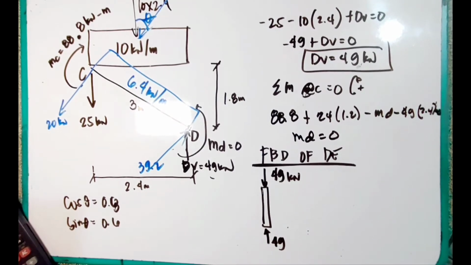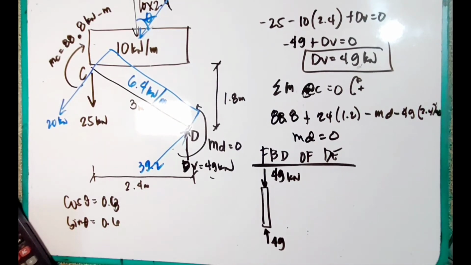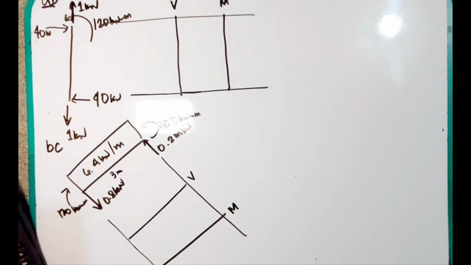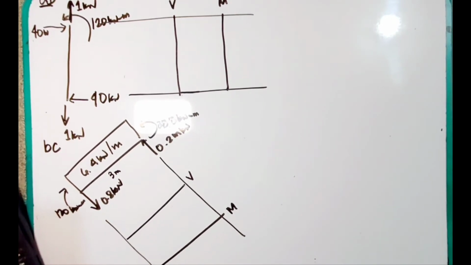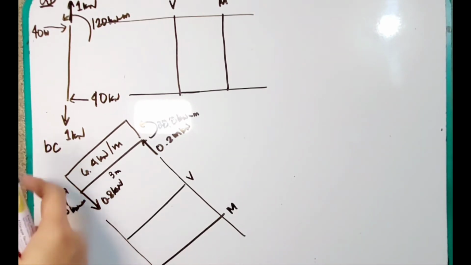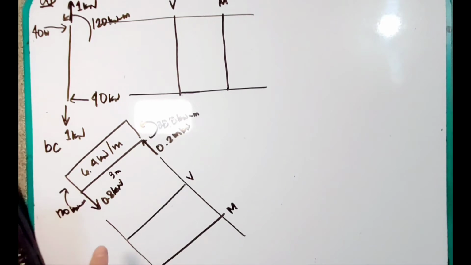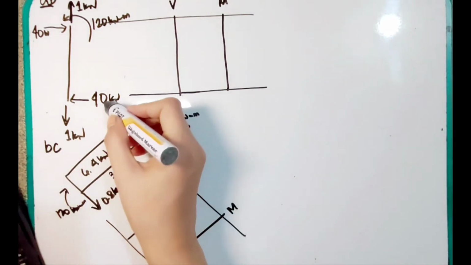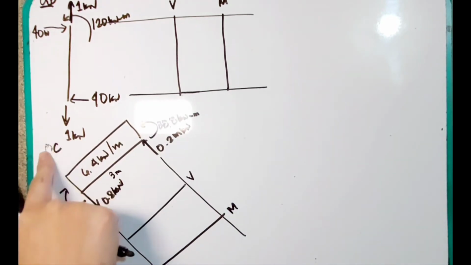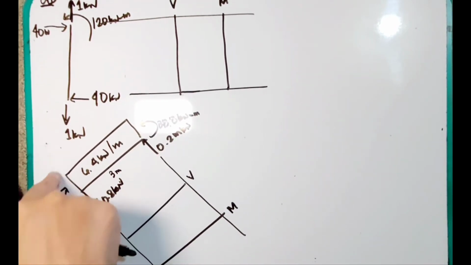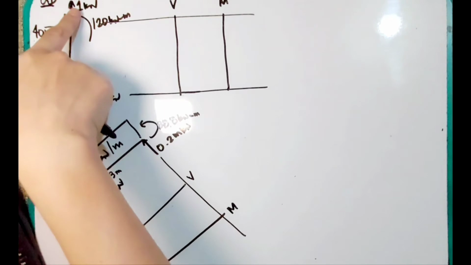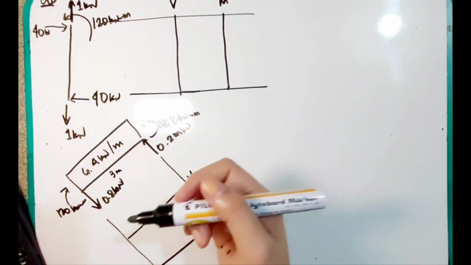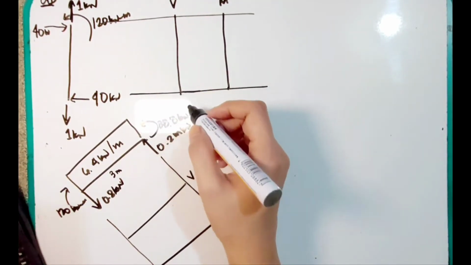Next is, punti na tayo sa pagdraw ng shear and moment diagram natin. Okay, so dito tayo sa section which is kunin natin yung span AB. So, as you can see, ito yung sinolve natin kanina. Meron tayo ditong 1, downward. Meron naman tayong 40. Okay? And then, direction dyan, upward. And then, 120 to be your moment. So, all you have to do is draw the shear.